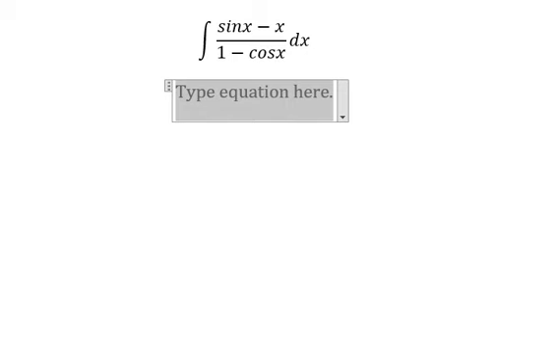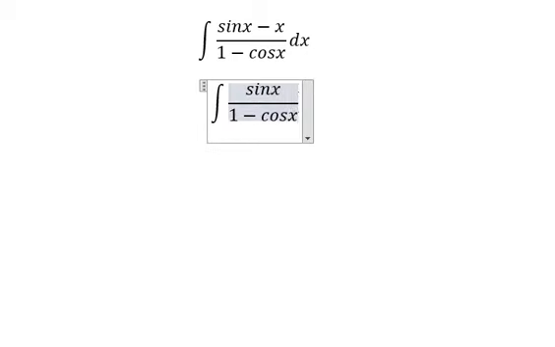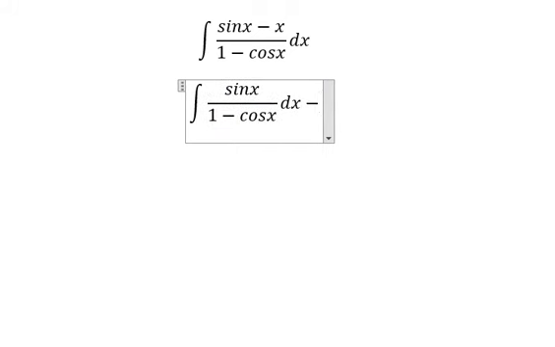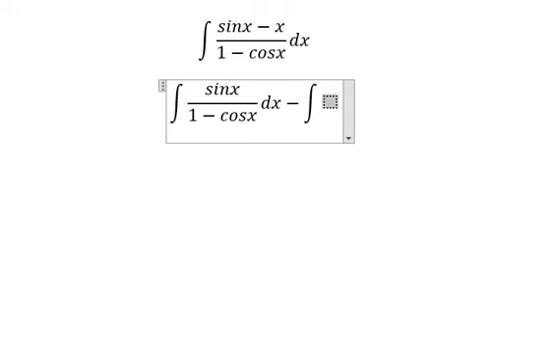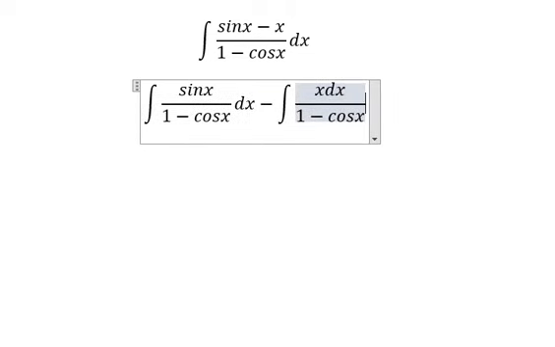We need to divide this fraction into two fractions in here. The first one is the integral of sin x over 1 minus cosine x. And the second one is the integral of s ds over 1 minus cosine s. Now I will go to the first one.